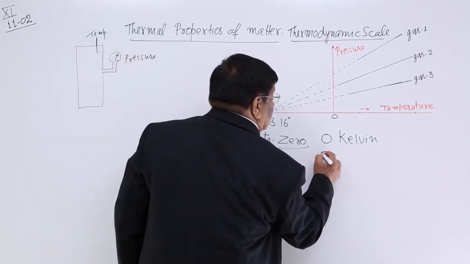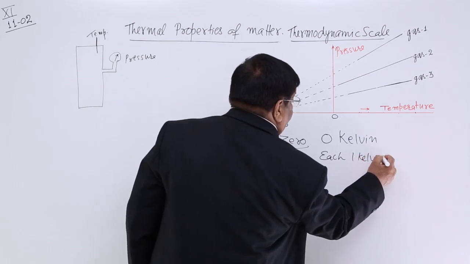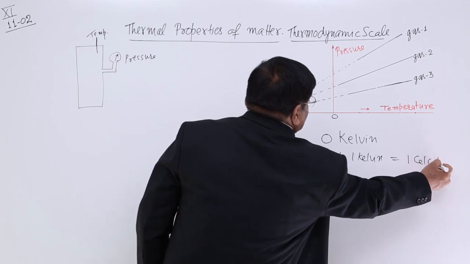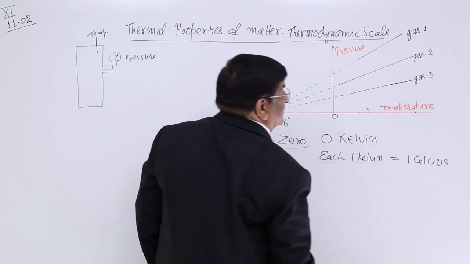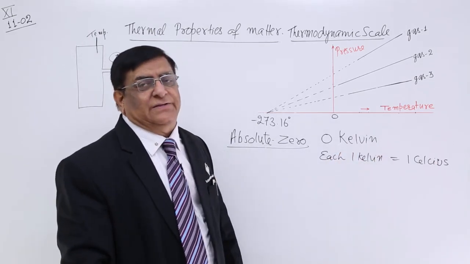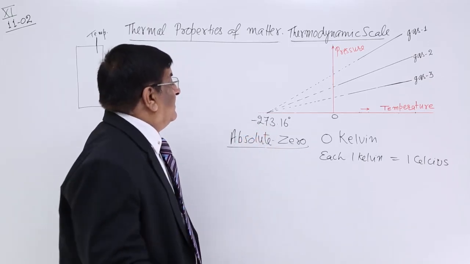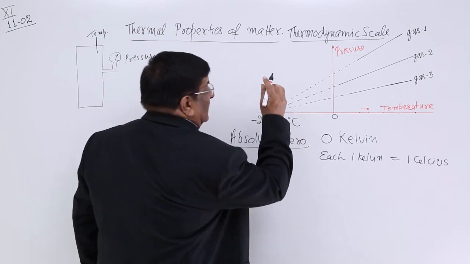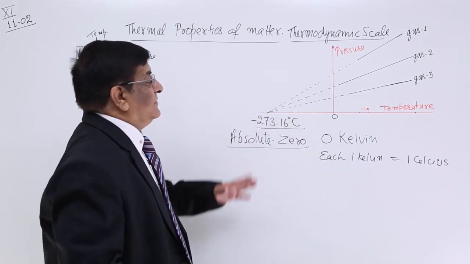So each 1 Kelvin is equal to 1 Celsius. And that makes the things very easy. Each 1 Kelvin is 1 Celsius. But 0 Kelvin is what? Minus 273.16 degree of Celsius. This becomes absolute 0.